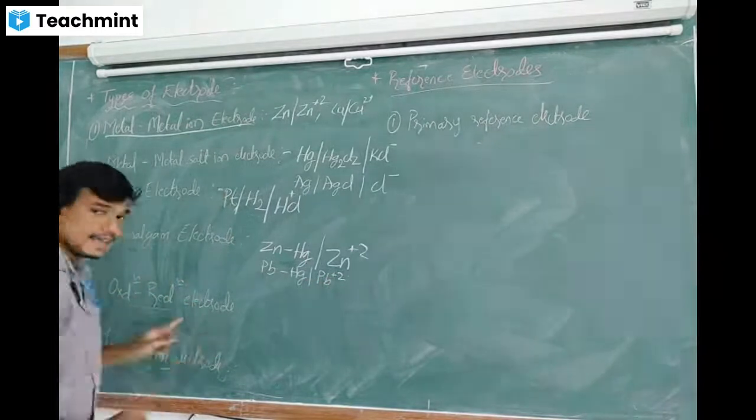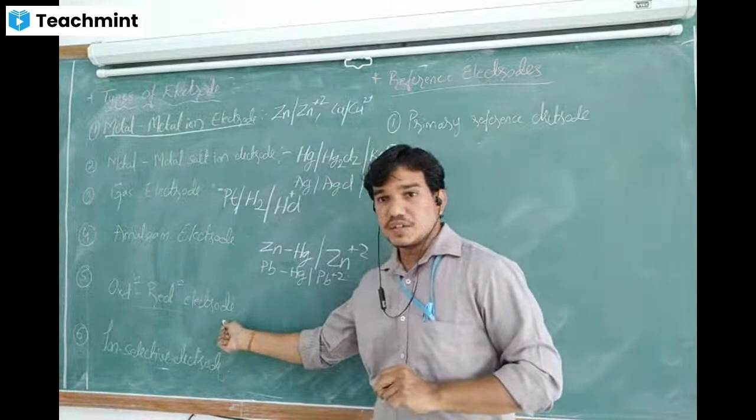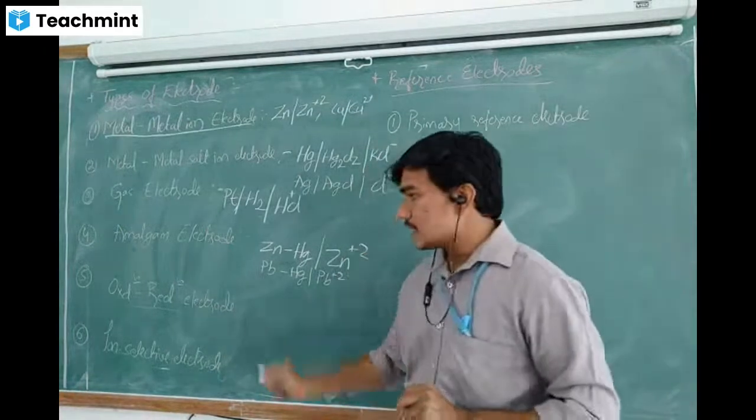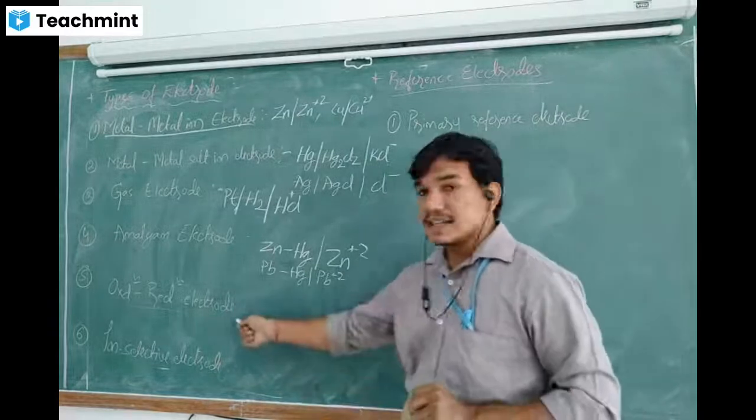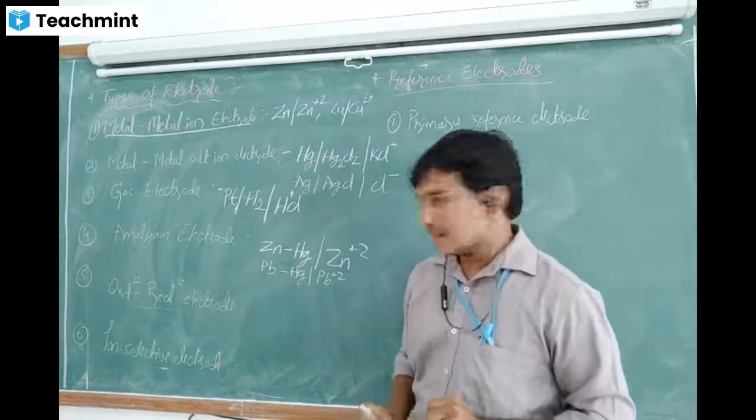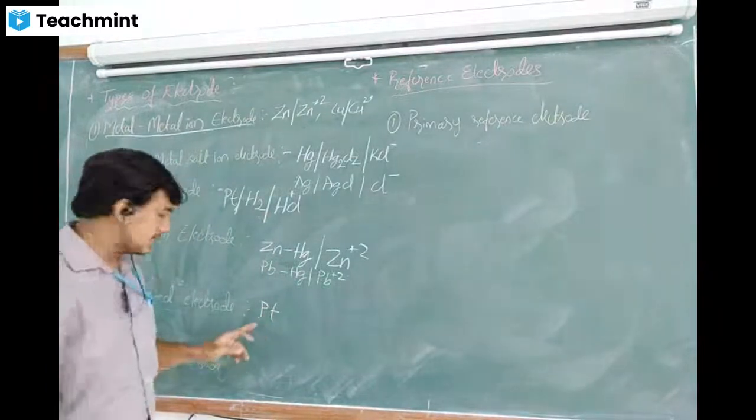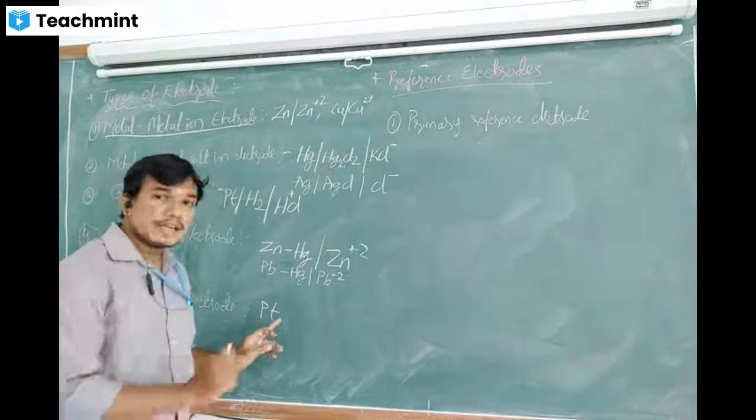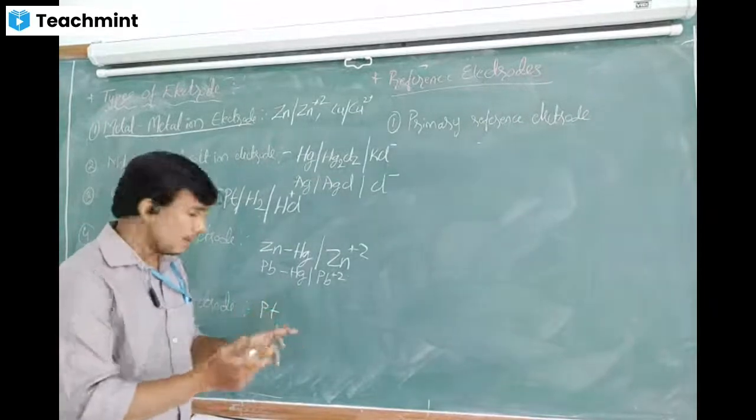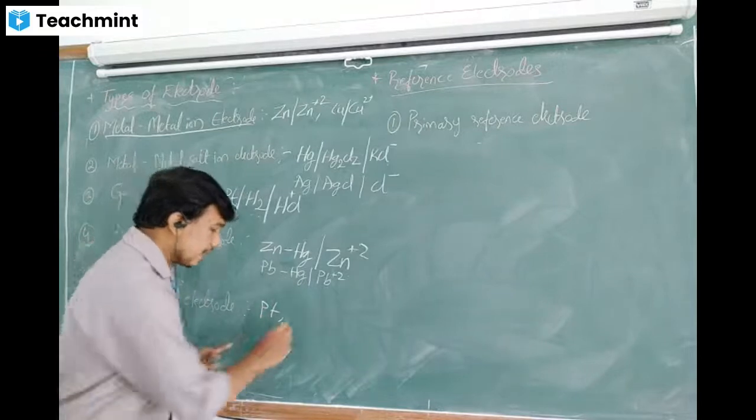The next type of electrode is the oxidation reduction electrode, also called the redox electrode. Here also it consists of an inert metal, platinum metal. It consists of an inert metal dipped in different oxidation states of metal ions. The inert metal is in contact with what?